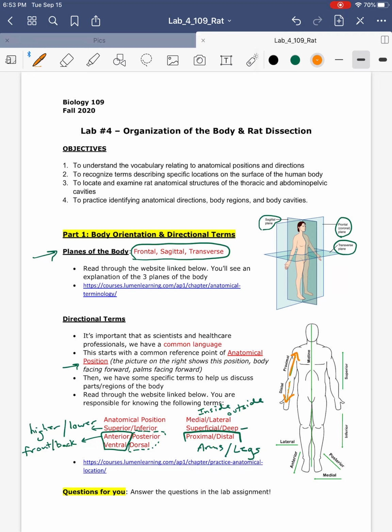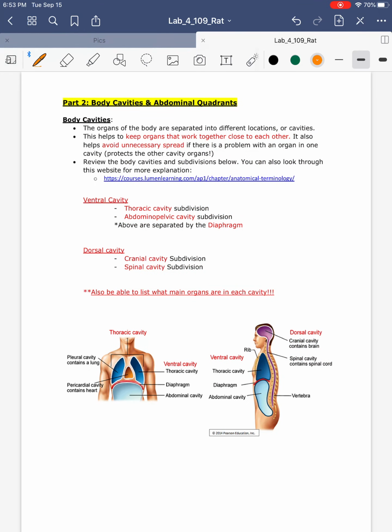All right, and you're gonna use this information to answer the questions on the lab assignment, right? Yes, you are. The next thing here is that we're reviewing the cavities of the body. So in its simplest form, we have two cavities, ventral, which is the front cavity or anterior, and dorsal, which is the back cavity. Okay, so you can see in this picture down here, ventral's referring to the front, and then dorsal is referring to the back.